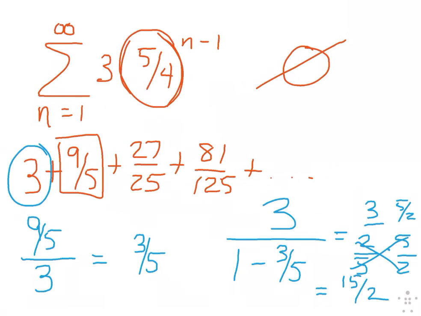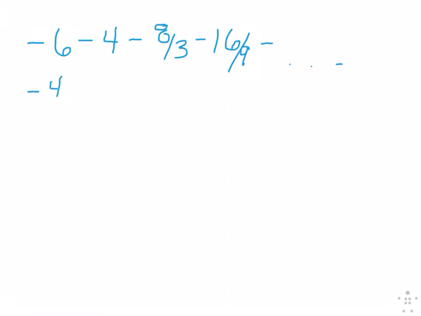What do you guys think? -6, -4, -8/3, -16/9, and so on. What's the second number divided by the first number? -4 divided by -6. First of all, two negatives make a positive, and 4 divided by 6 is 2/3. Is this possible for me to continue? Yes.